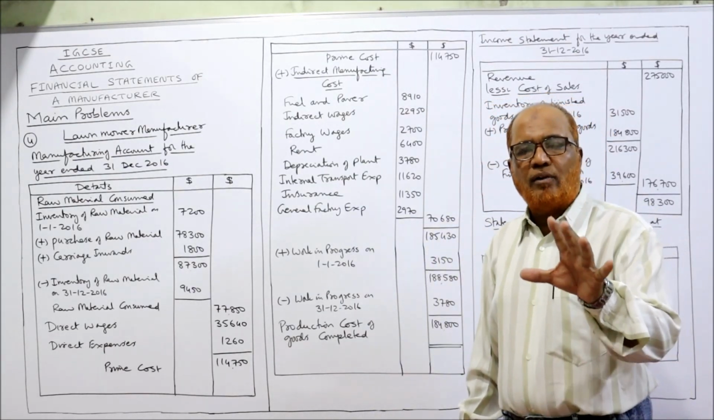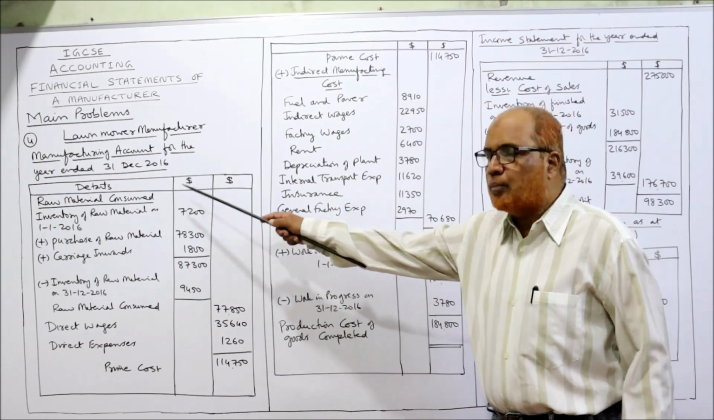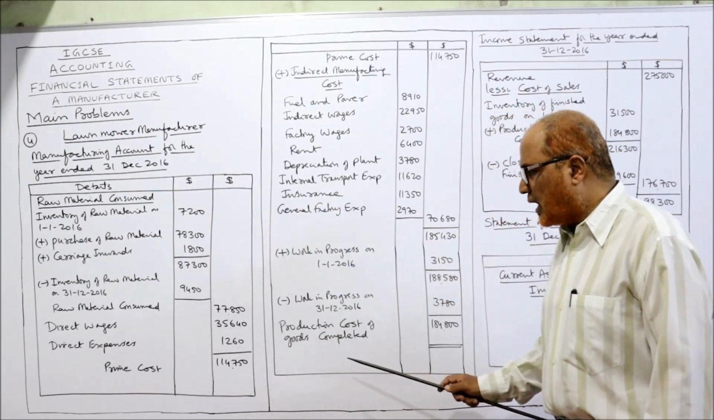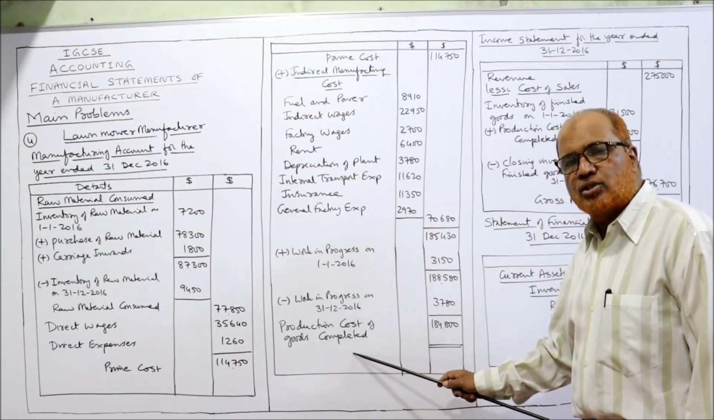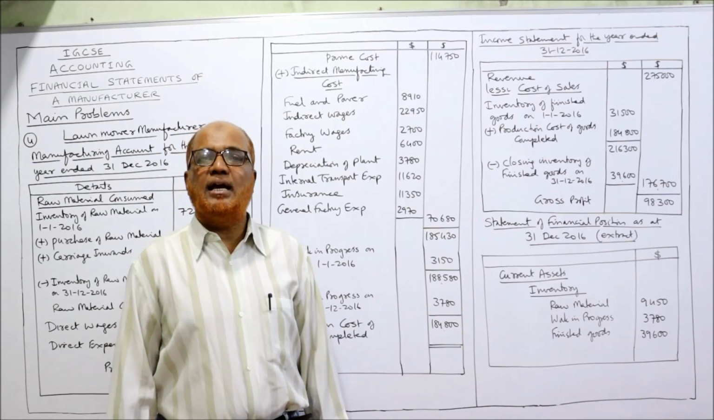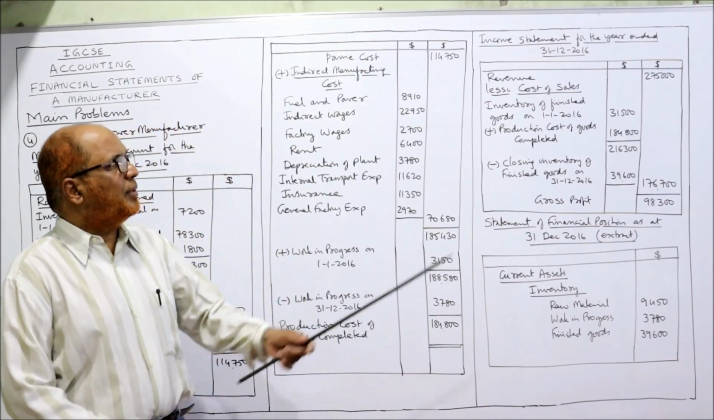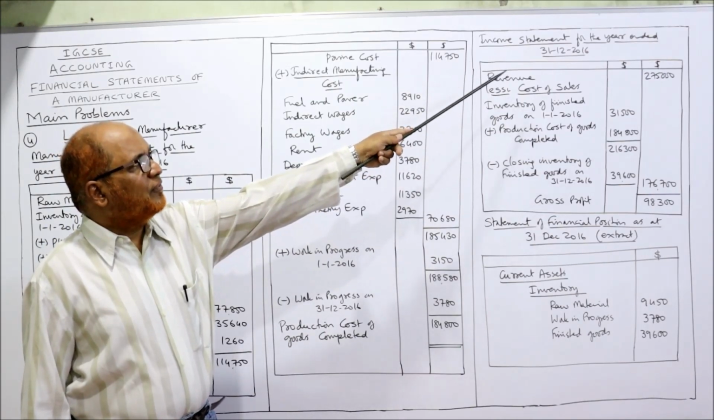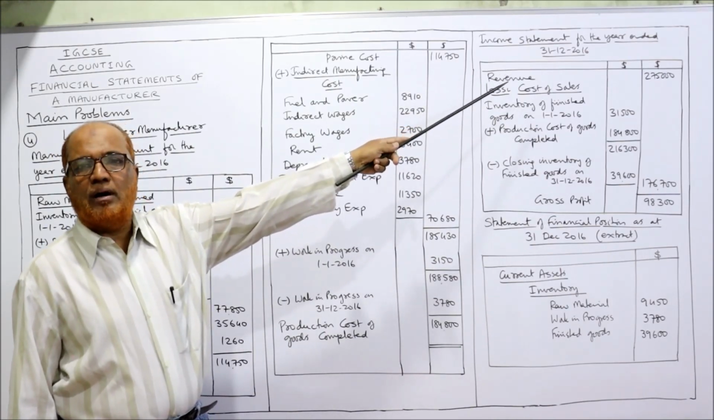So whenever you have to make the manufacturing account, remember the procedure. First you calculate prime cost, then you calculate production cost of goods manufactured. That's it. The second item, it is asking you to make the trading account. How will the trading account be made? See here. Income statement for the year ended 31st December.